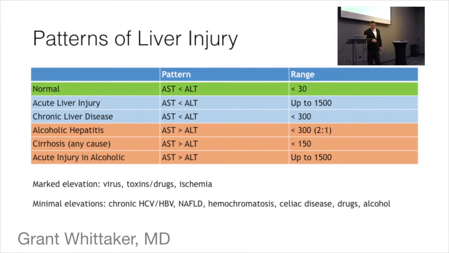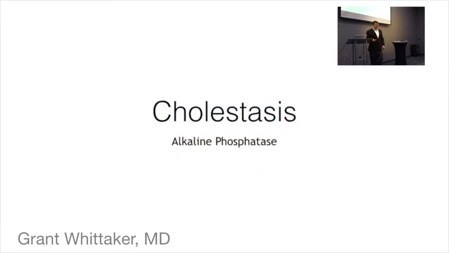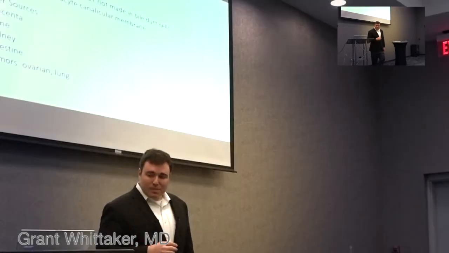And then the acute injury in alcoholic. So if they're an alcoholic and then they overdose on Tylenol, then you can see the AST higher. So alcohol kind of throws everything off in that scenario. So if they have a history of high alcohol use, even though you're thinking this is an acute Tylenol toxicity, the AST can be higher than the ALT in that scenario. So if there's history of alcohol abuse, that's going to increase the chance that the AST is going to be higher than the ALT. So moving on to cholestasis.